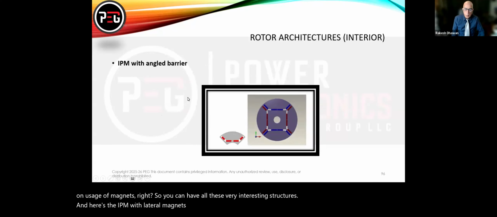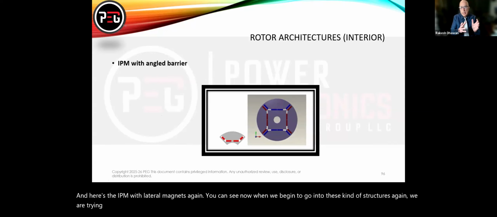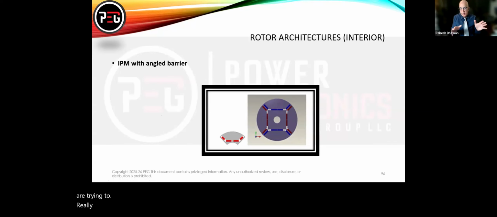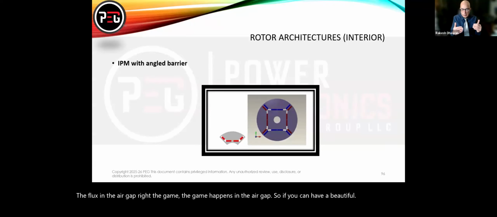Again, you can see now, when we begin to go into these kind of structures, we are trying to really shape the flux in the air gap, right? The game happens in the air gap. So if you can have a beautiful flux density in the air gap, then you win the game, right?